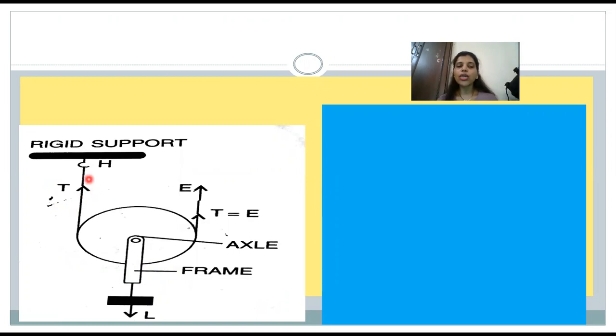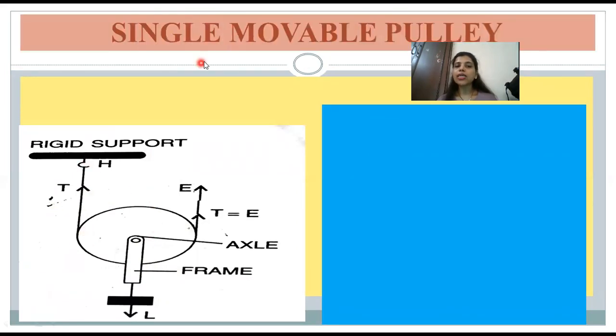Now if you observe this figure and compare it with the previous figure, you can see that the hook is not getting fixed with the hook of the frame which was shown in the last figure. But here we are showing that the string is attached to the hook, and due to the string the pulley can move up and down. So though it is a single pulley, it is a single movable pulley.